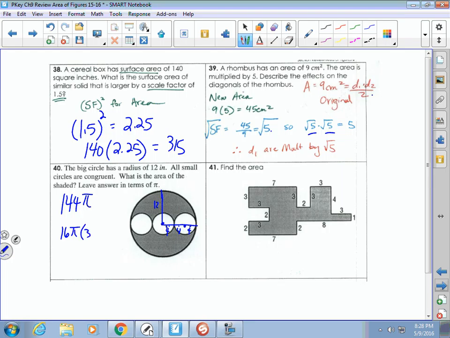So that area is going to be 16 pi. And then how many circles do we have? We have 3. So that's 48 pi. So I take the 144 pi minus the 48 pi. That gives me 96 pi.